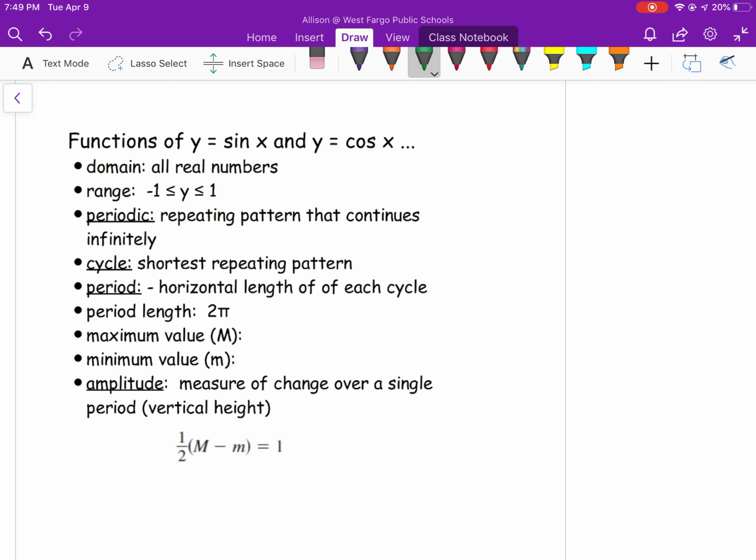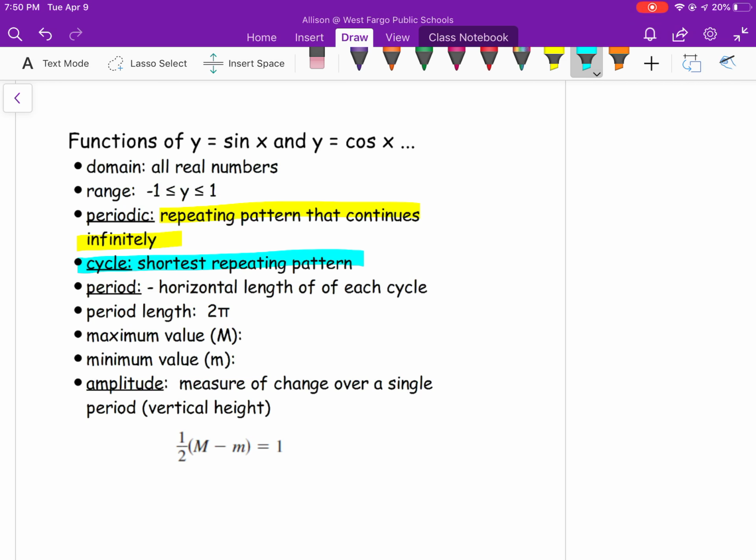So the domain is all real numbers for both. So that's all the x values. The range fluctuates between -1 and 1 unless the amplitude is changed. So it's periodic, which means it's a repeating pattern that continues infinitely. The cycle is the shortest repeating pattern. So one cycle is what you saw I graphed from 0 to 0. So it starts and stops in the same place and you get that full curve.